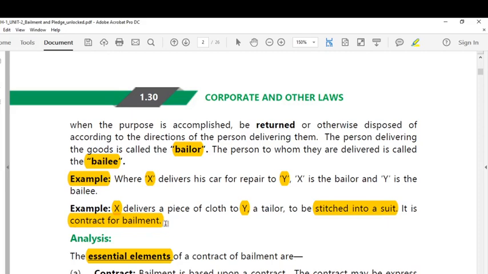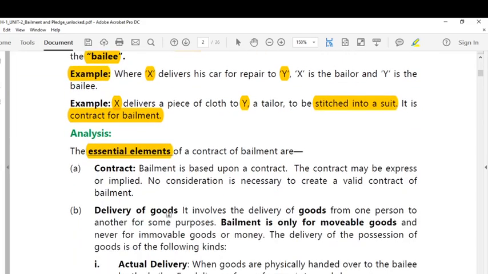So I hope that the student can very easily understand the meaning of contract of bailment by going through these two simple examples that we come across in day-to-day life. And if you want to have an analysis, you can find out the essential elements of a contract of bailment. What are the essential elements of a contract of bailment?